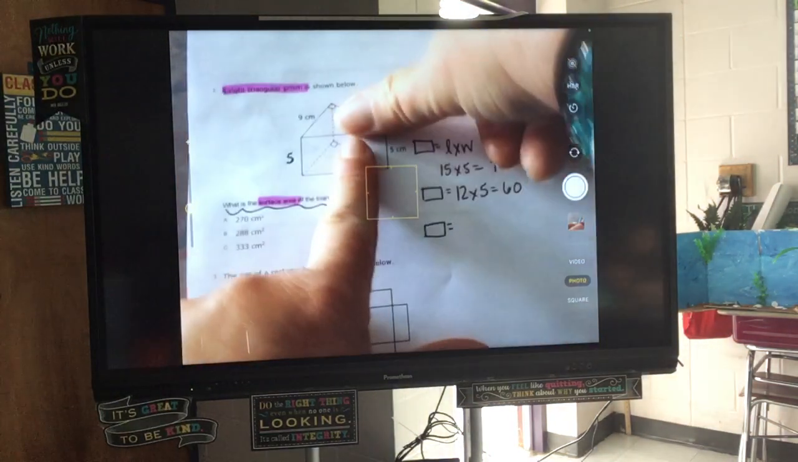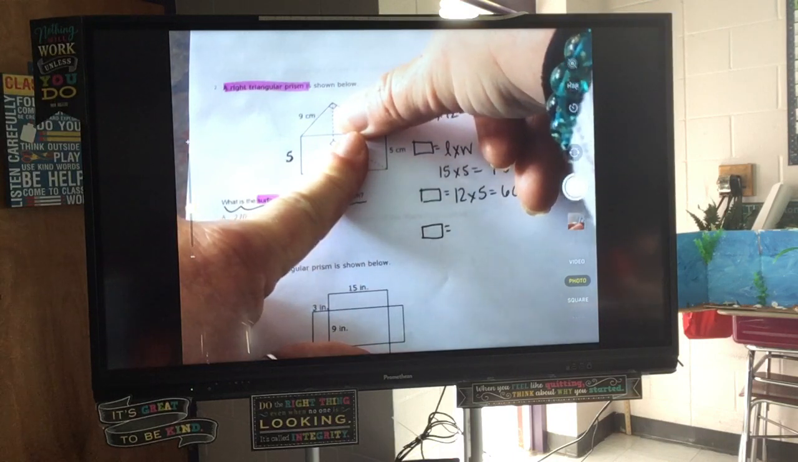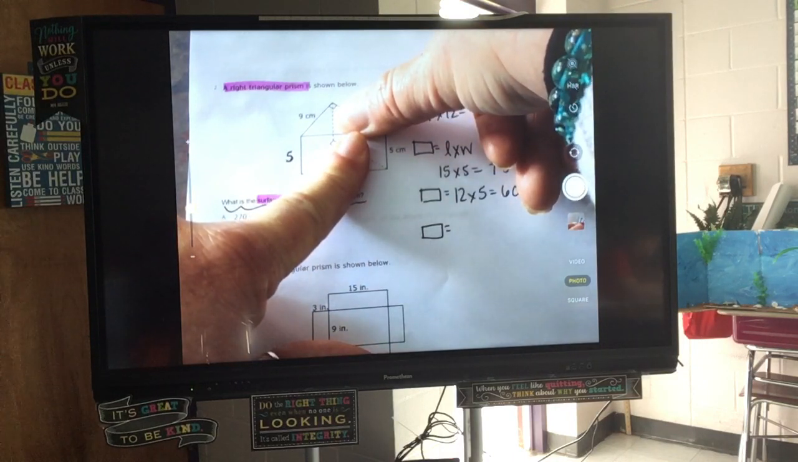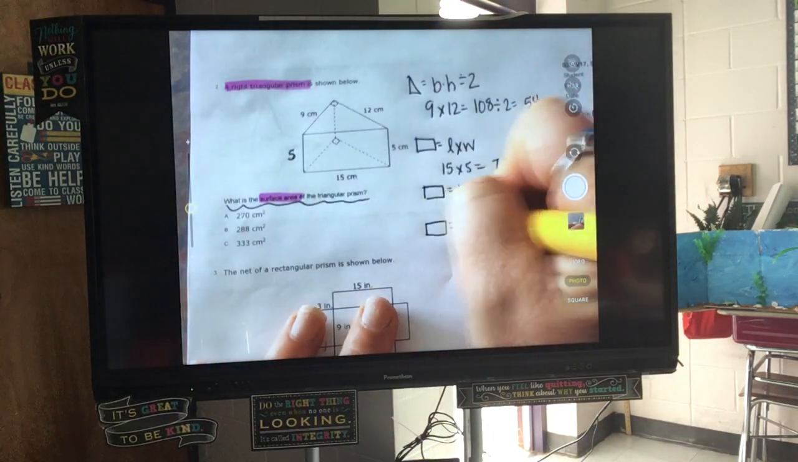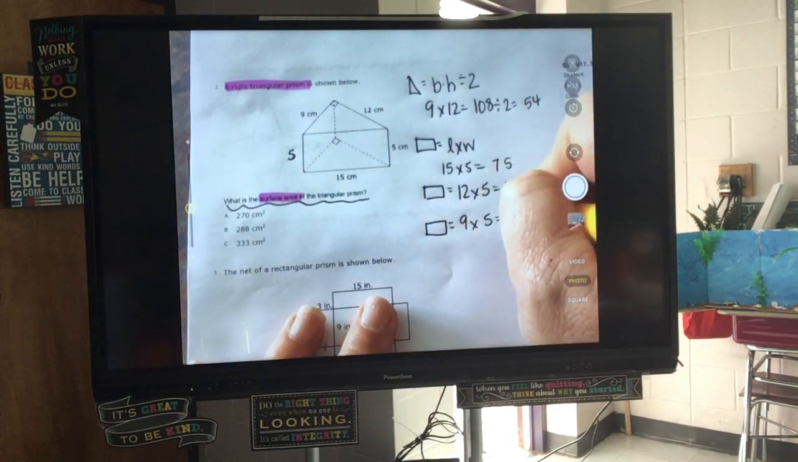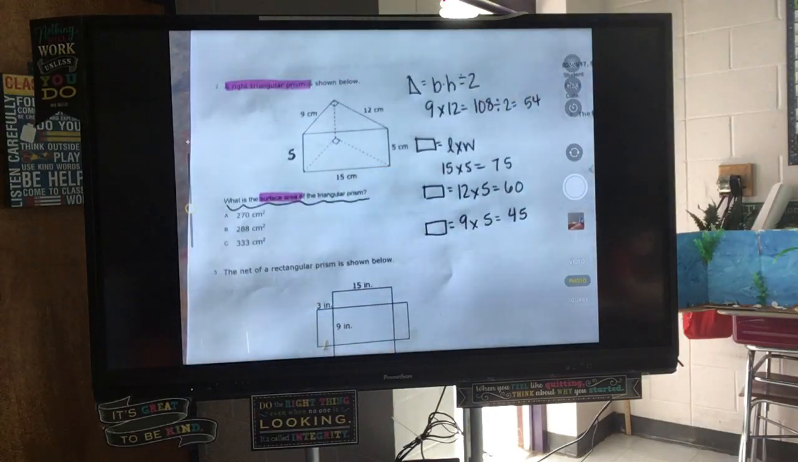So now that I figure that out, I can cover everything up. And what 2 numbers do I have for this rectangle? Indira? 9 times 5 equals 45. So now do I have all the numbers I need in order to add up to find the surface area? All right, so go ahead.